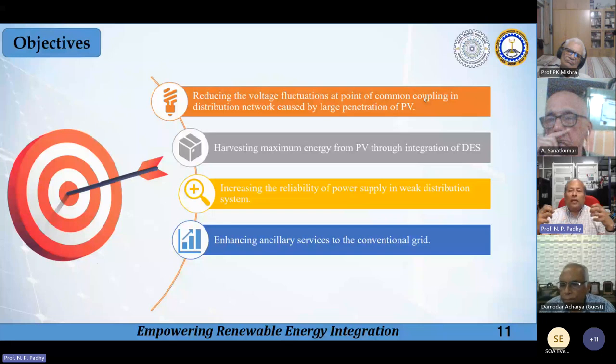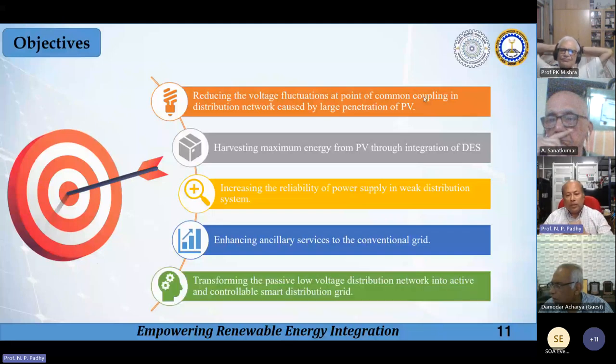Probably it can operate in islanded mode of operation. It can provide a bit of ancillary services, which is not very common. So probably through this mechanism, we can justify the cost of the battery, which is not only storing the energy, but can also provide some ancillary services into the network. So, transforming the passive low voltage distribution network into an active and controllable smart distribution grid.